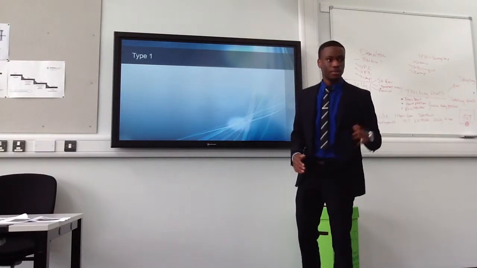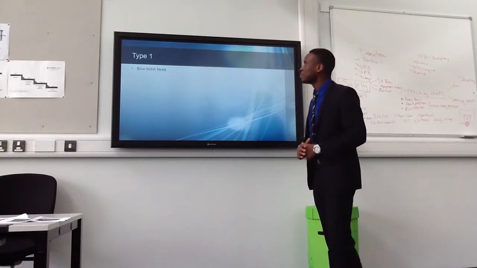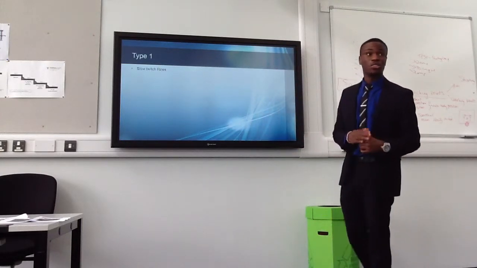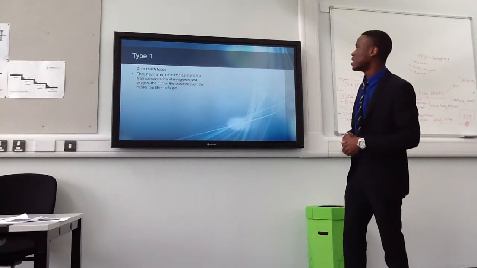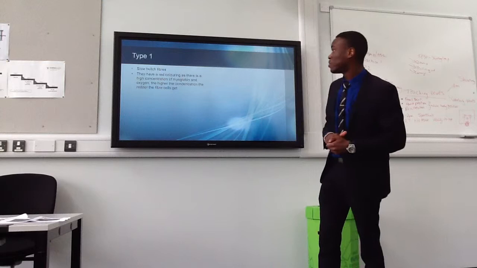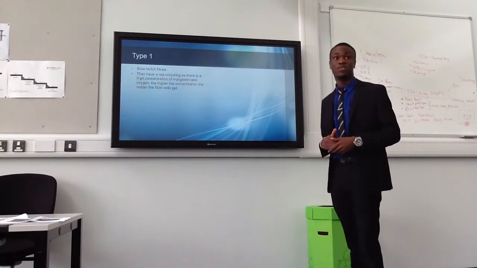Muscle fibers. There are three types of muscle fibers. Can anyone list them? Obviously, there's one there, so don't say that one. Type 1, type 2A, and type 2B. What that means. Type 1 are slow twitch fibers. They have a red colouring as there is a high concentration of myoglobin and oxygen. The higher the concentration, the redder the fibre cells get.